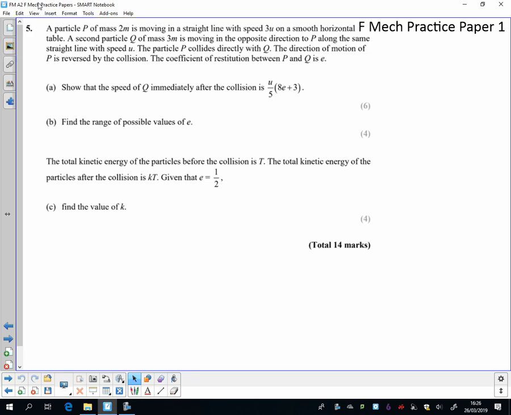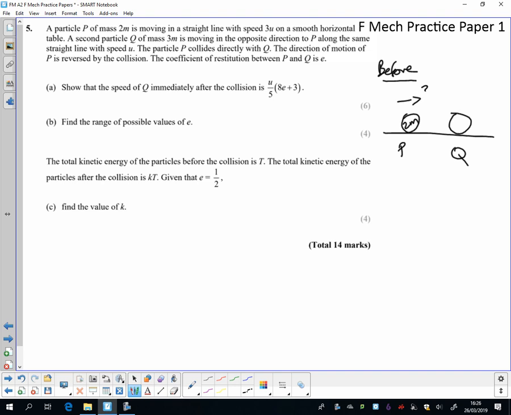This question is about some particles colliding, quite a common thing in the further Mech paper. So it's always a good idea to draw a diagram to get an idea of what's going on. Before, I've got my two particles, P and Q. P is moving one way and Q is moving in the opposite direction, so they're going to collide. And then we're going to have an after. P, Q.